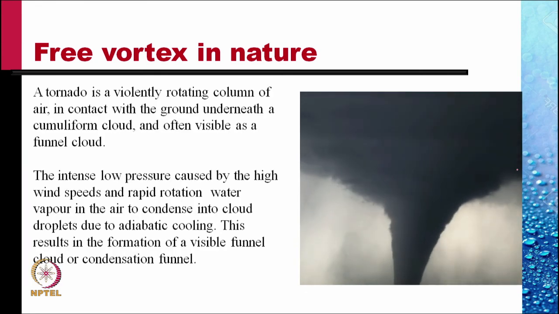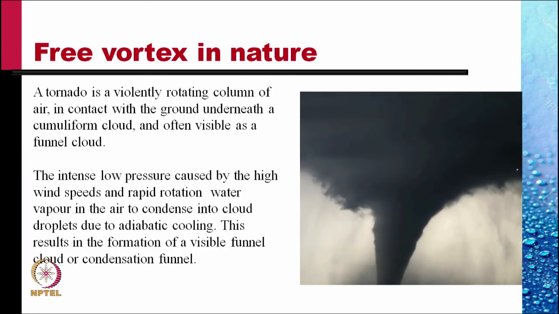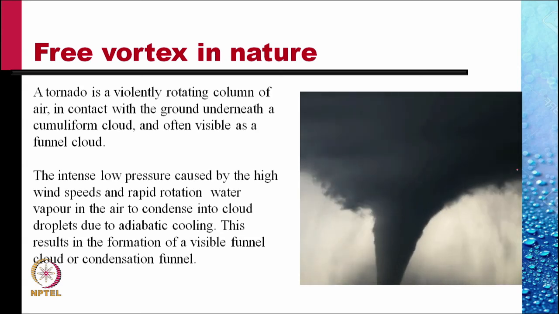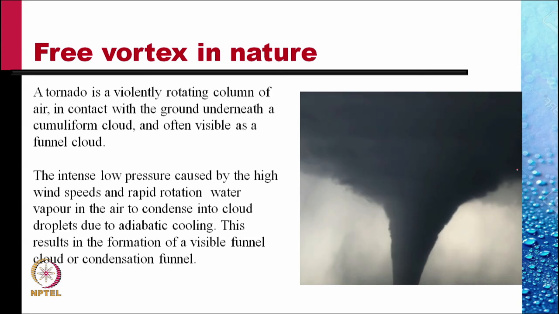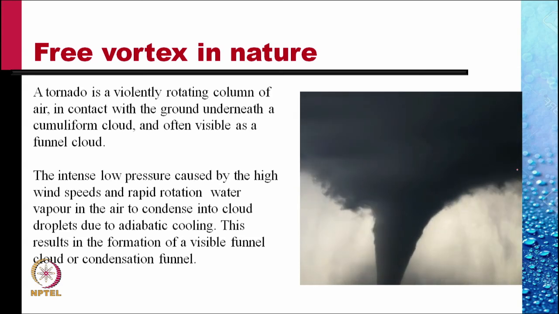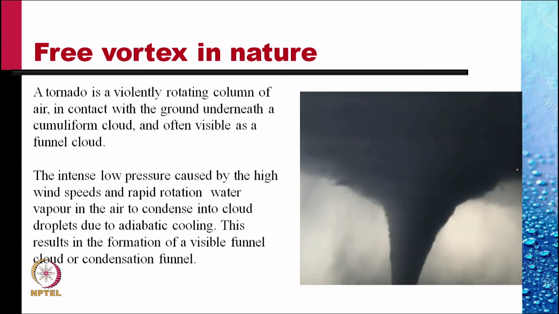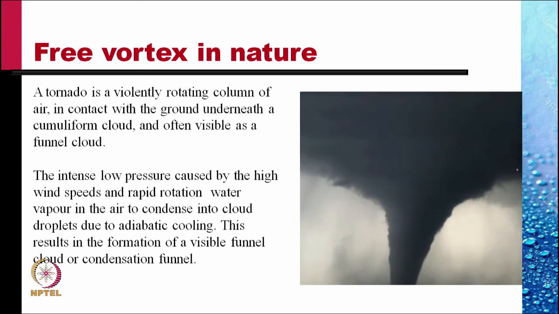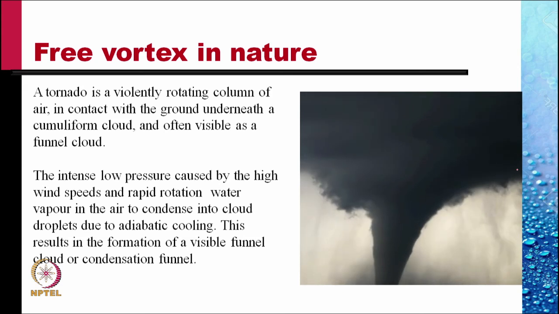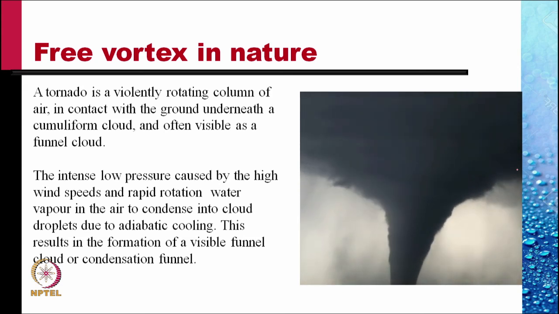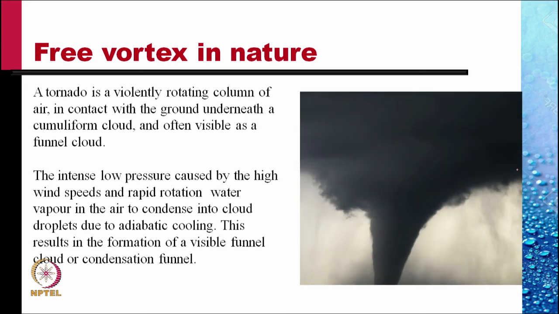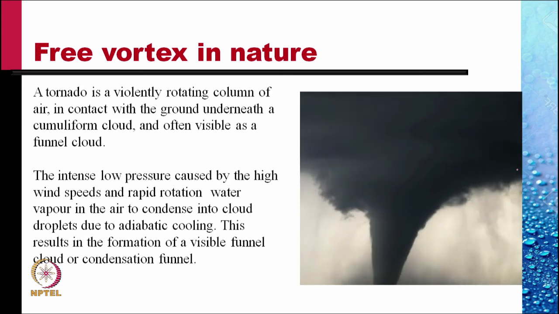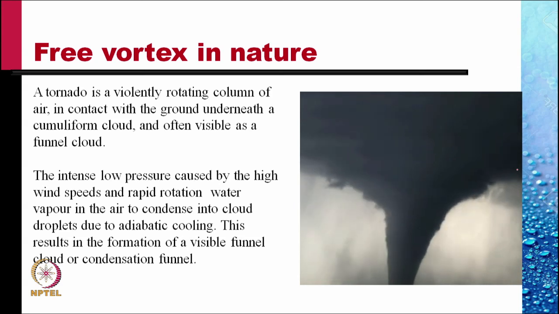In the atmosphere, these whirlpools appear as tornadoes. A tornado is a violently rotating column of air in contact with the ground underneath a cumuliform cloud and is often visible as a funnel cloud. The pressure is very low in this funnel, and so it sucks the debris, cars, and human beings up.